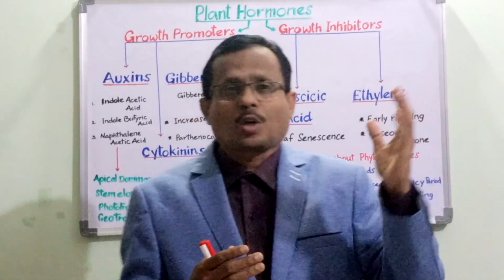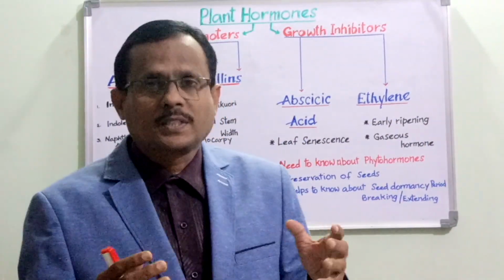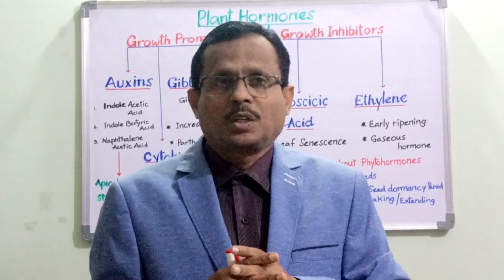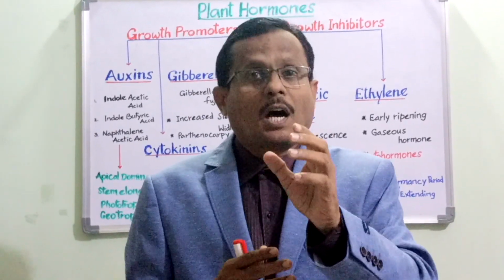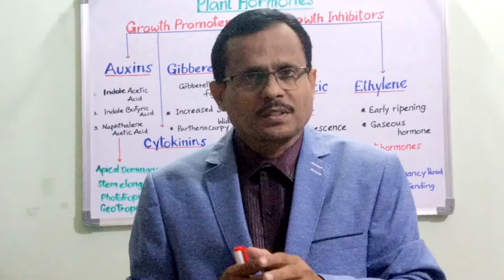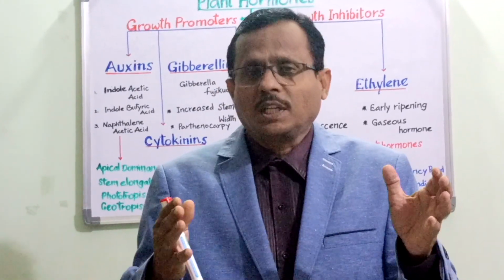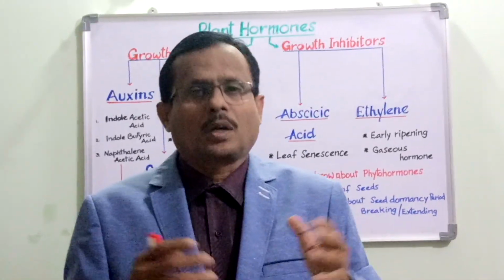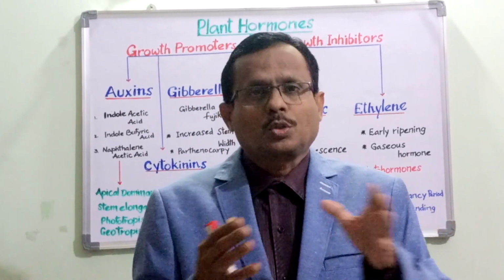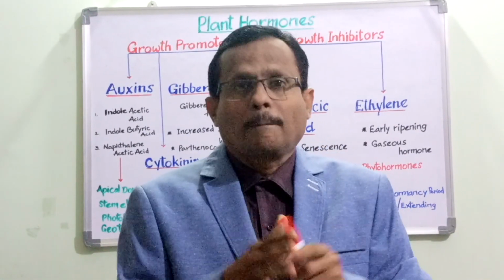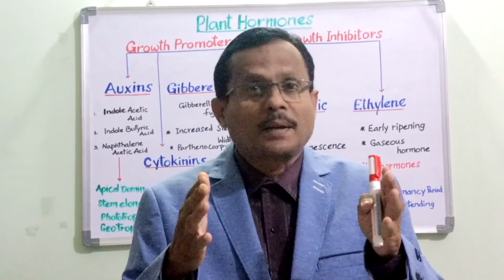Every time we used to talk about animals and others in our biology class, but today we are going to discuss a very interesting topic relating to the hormonal action on plants. We call the hormones released in plants as phytohormones. Phyto means plant, and hormones. So phytohormones are the plant hormones that are released in the plant body.